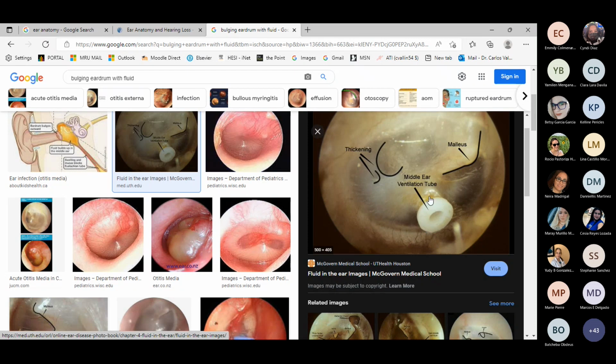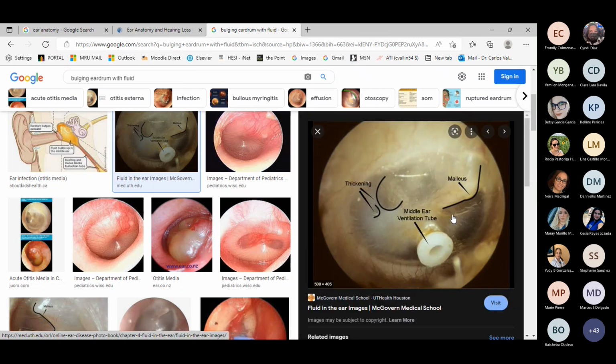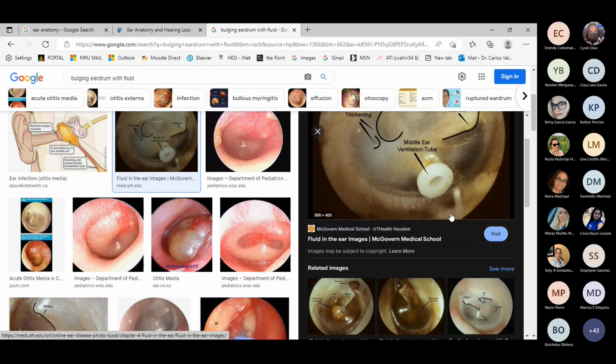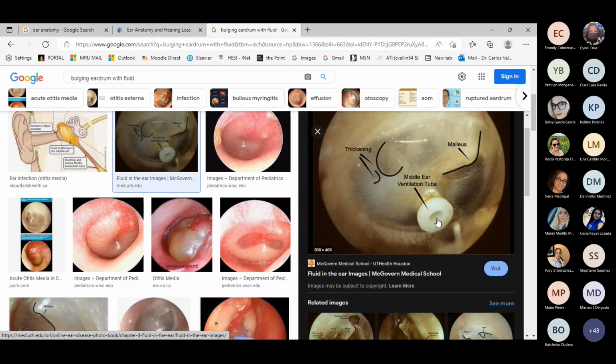Now it's a question: in which position do you place the child immediately after this procedure? Tympanoplasty is the name of the procedure in which these eardrum tubes or aeration tubes are placed. You put the child with the affected ear down, for what? To promote the drainage of the fluid. Of course, if you put this ear down, the fluid will come out through this tube. Make sense? Those tubes are left there until the whole process is healed.